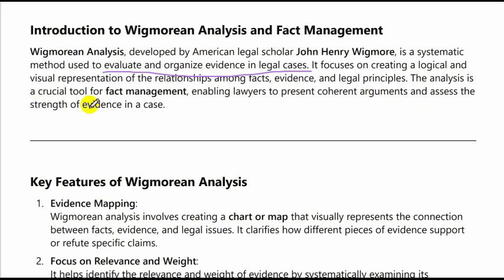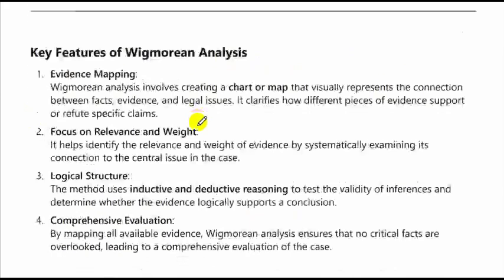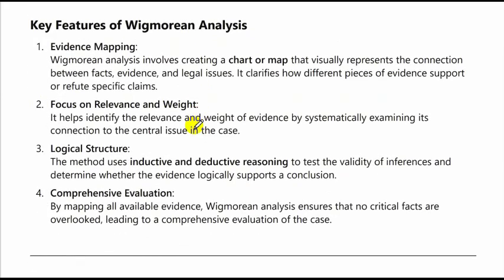The analysis is a crucial tool for fact management, enabling lawyers to present coherent arguments and assess the strength of evidence in a case. Key features of Wigmorean analysis. Evidence mapping. Wigmorean analysis involves creating a chart or a map that visually represents the connection between facts, evidence, and legal issues. It clarifies how different pieces of evidence support or refute specific claims.